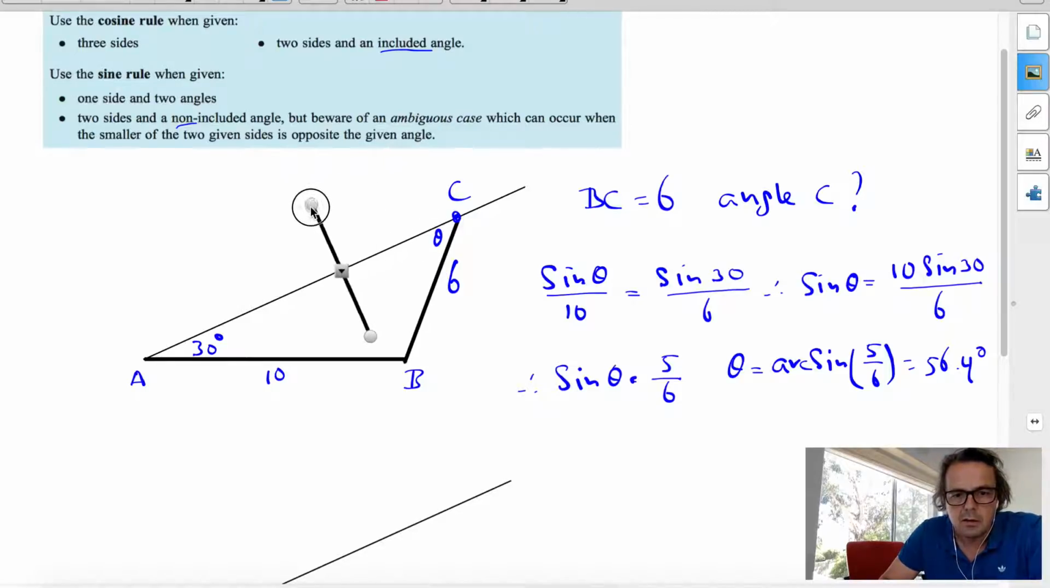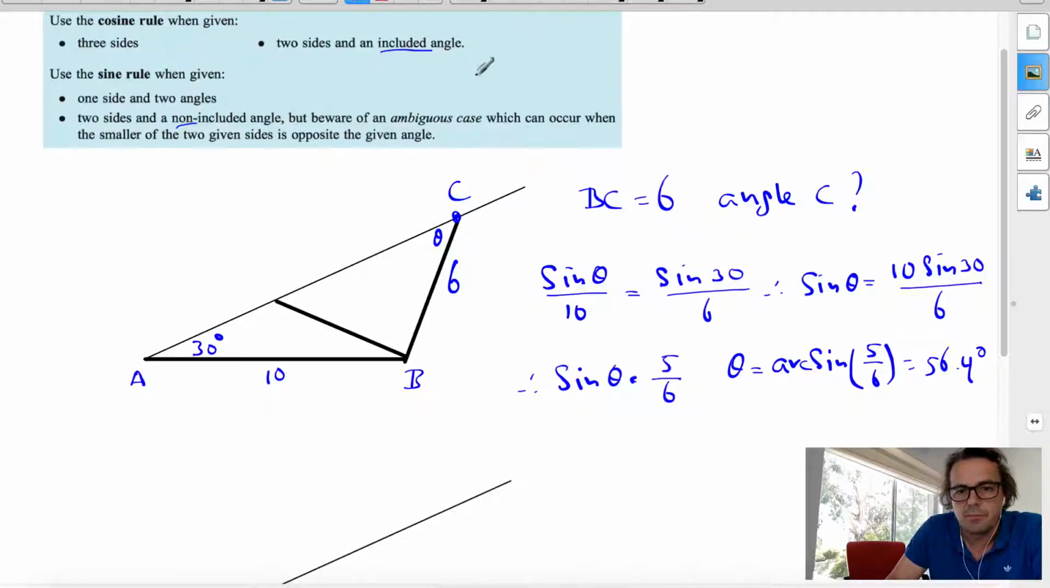and I could put it here with the same length, 6 again. So hey, wait a minute, C might not be here, C might be here. Let's call it C with an accent. Now that's the ambiguous case, because if C turns out to be here, then my angle theta here, not theta 1 but theta 2, is quite a lot bigger than theta 1.